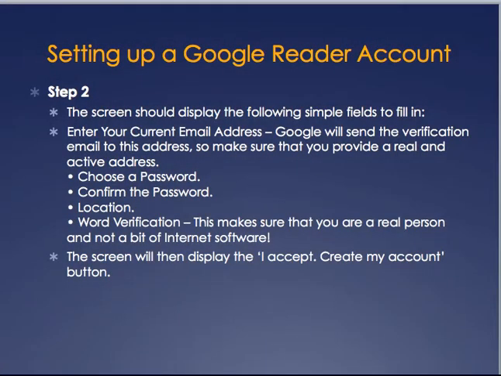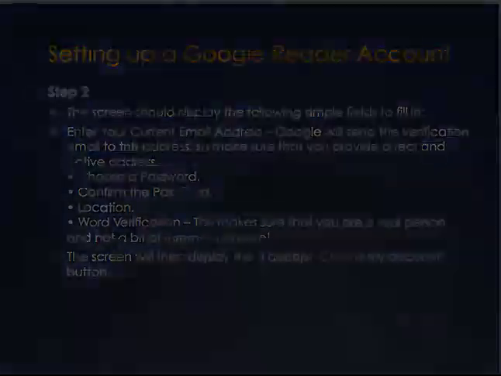Step 2. The screen should display the following simple fields to fill in. Enter your current email address, and Google will send the verification email to this address, so make sure that you provide a real and an active address. Choose a password, confirm the password and location, and the word verification. This makes sure that you are a real person and not a bit of internet software. The screen will then display the I accept, create my account button.